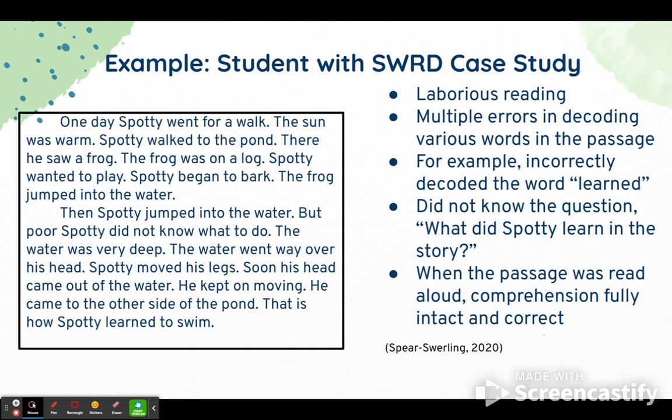For example, in the last sentence, that is how Spotty learned to swim, they incorrectly decoded the word learned. Therefore, when the comprehension question was asked, what did Spotty learn in the story, they were not able to answer that question. However, when the passage was read aloud to the student, they were able to answer all comprehension questions, and their comprehension remained intact and correct.